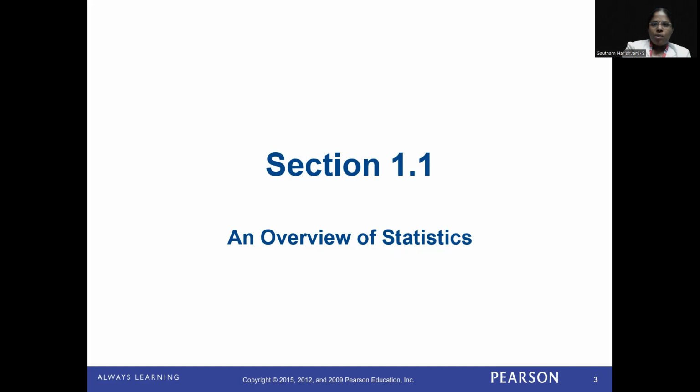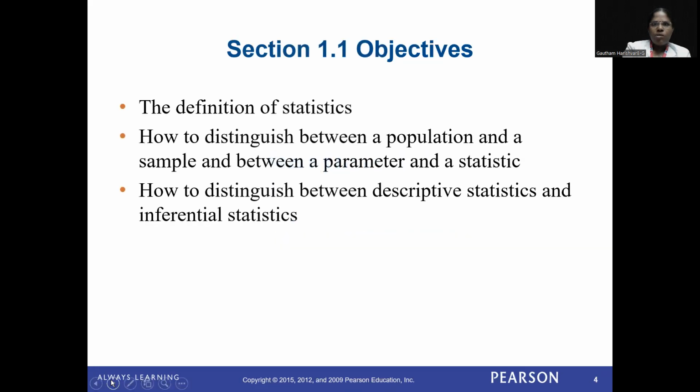So today we are going to see what is meant by statistics. I'm going to give you an overview of statistics. So these are our objectives today. First thing, we are going to see the definition of statistics, and then I am going to distinguish between a population and a sample. Then we will see the difference between the parameter and the statistics. And then after that, I will explain the difference between descriptive statistics and inferential statistics.